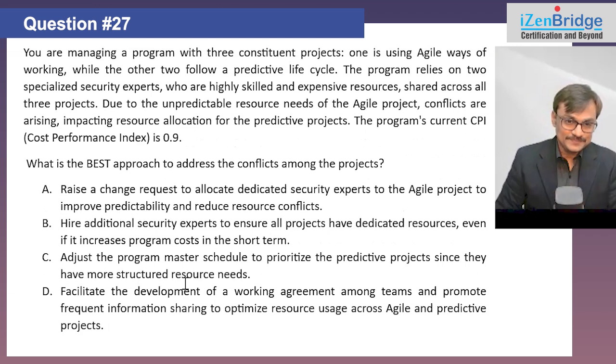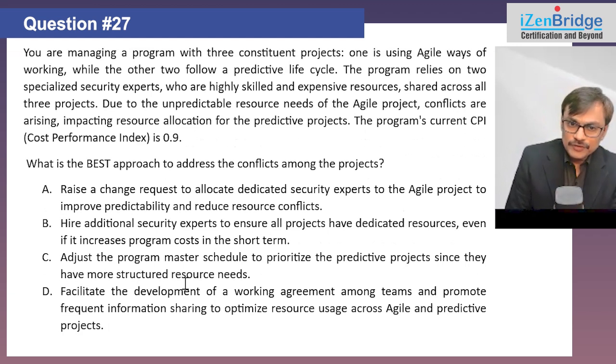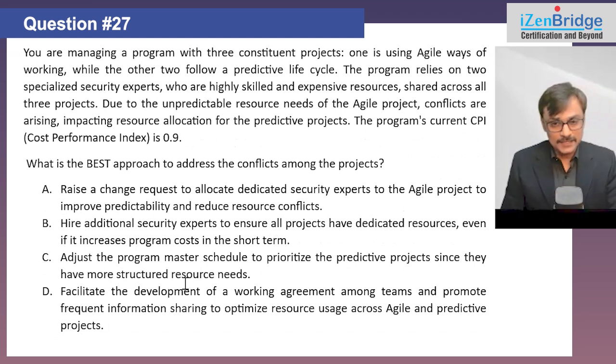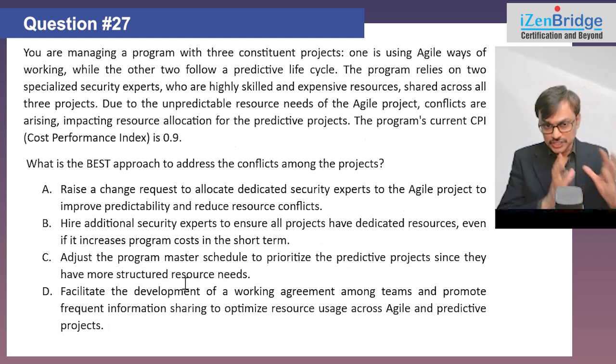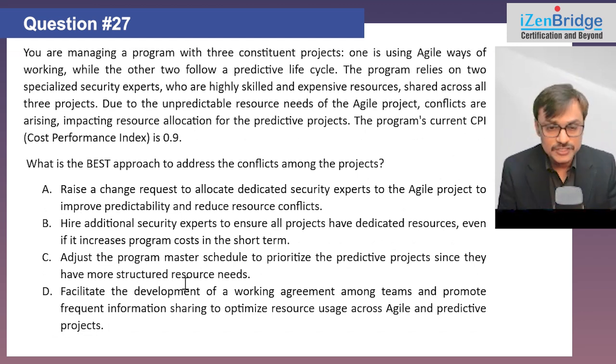Question number 27. You are managing a program with 3 constituent projects. One is using agile way of working, while other 2 follow a predictive life cycle. Okay, now this is more interesting. The program relies on 2 specialized security experts who are highly skilled and expensive resources, shared across all 3 projects. So in a way, 2 predictive and 1 agile, and they are sharing 2 specialized skilled people.